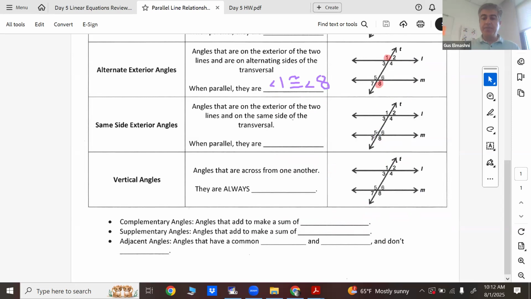Same side exterior. Those will have the 180, just like the same side interior. The measure of angle 2 plus the measure of angle 8.